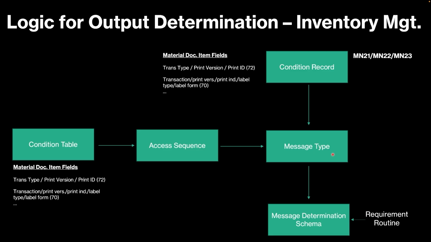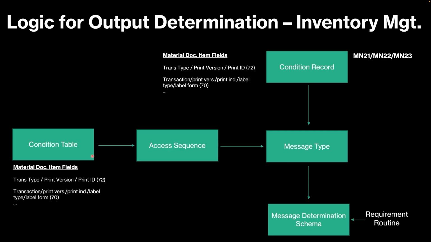Like let's say that you are posting a goods receipt, then a different message type will be applicable. If you are posting a goods issue, then a different message type shall be applicable. So this central element, that is message type, you have to determine, and you will be determining it through this particular configuration here, which you can see on the screen.